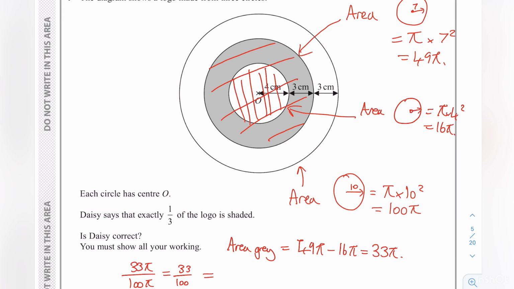This does not simplify to 1/3. It does not equal 1/3 because we know 1/3 actually is 33.3 recurring, and this does not equal 33.3 recurring. So therefore Daisy is incorrect.